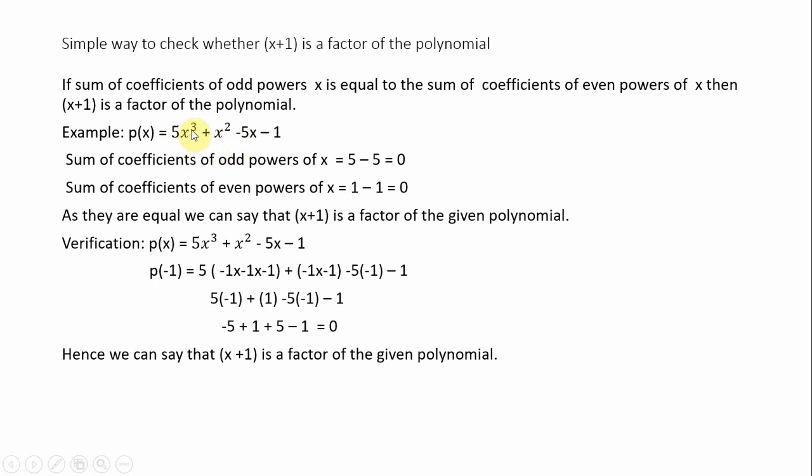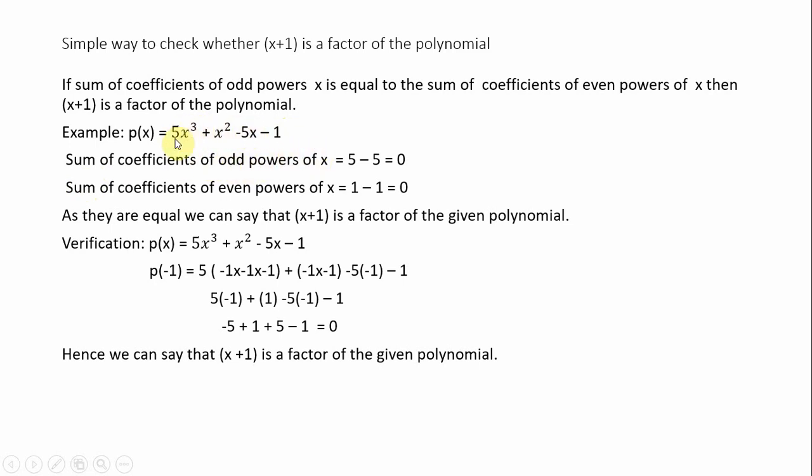Odd powers means what? 3 is an odd power. Here nothing is mentioned, so 1 is an odd power. x square is an even power. x to the power 0 is also an even power. Understand? So the oddness of the exponents must be taken, not the numerical coefficients at all. We don't take the numerical coefficients into consideration; we'll be taking the exponents. This is an odd exponent, this is an even exponent, this is an odd exponent, and this is an even exponent.